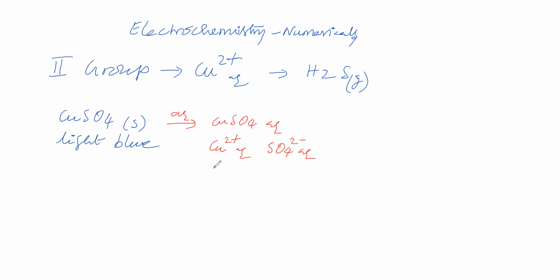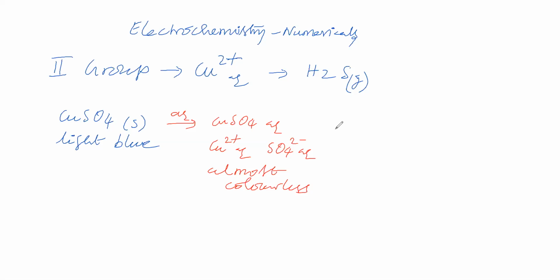This solution appears almost colorless. You may be asking that copper sulfate has a blue color, so how do you say it is almost colorless? Of course, copper sulfate is light blue, there is no doubt. But you are adding water and getting copper sulfate solution. Copper sulfate is dissolving in water, so you get copper sulfate aqueous. In this solution, the ions present are Cu2+ aqueous and sulfate aqueous. It is almost colorless. If you see practically, it will appear like this only.